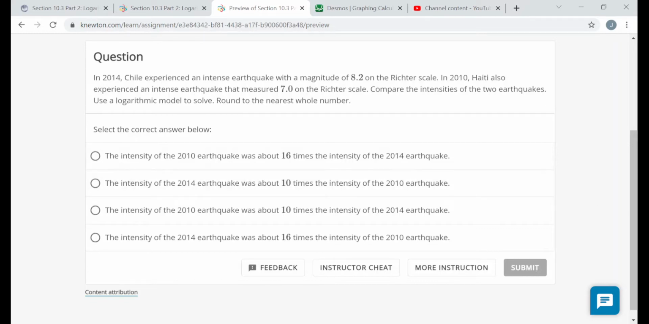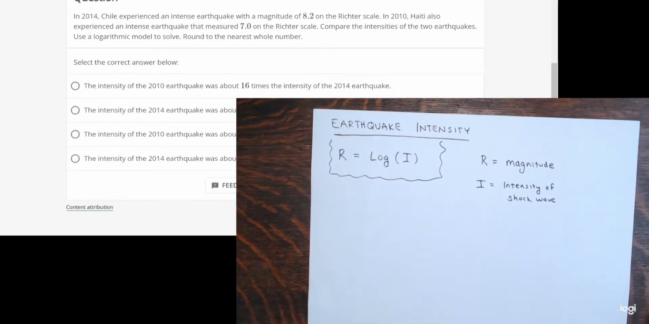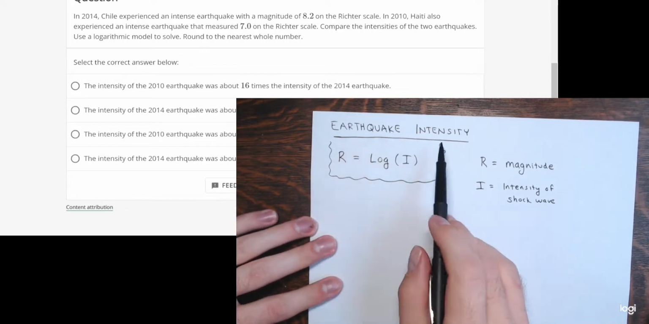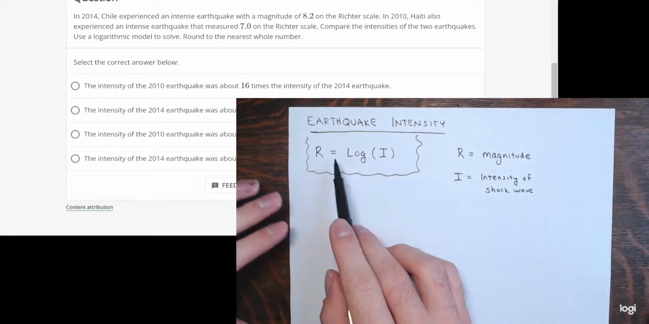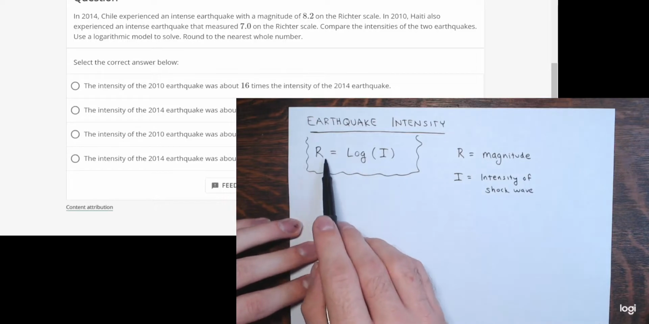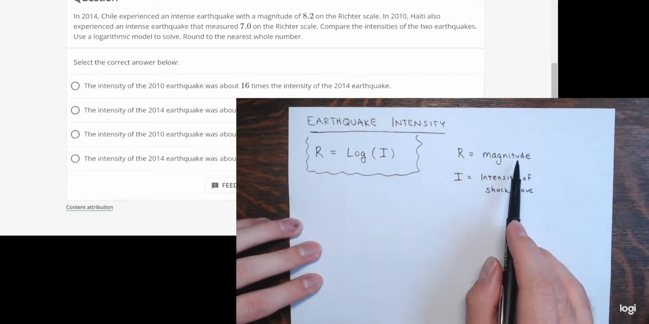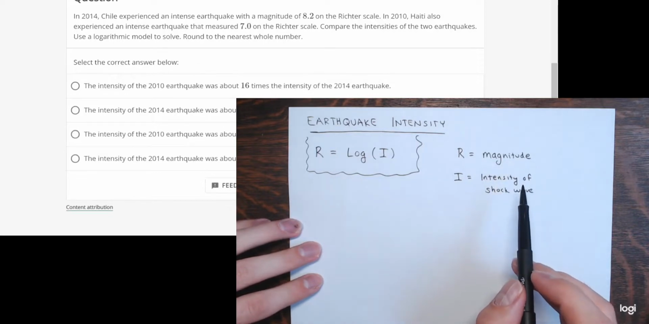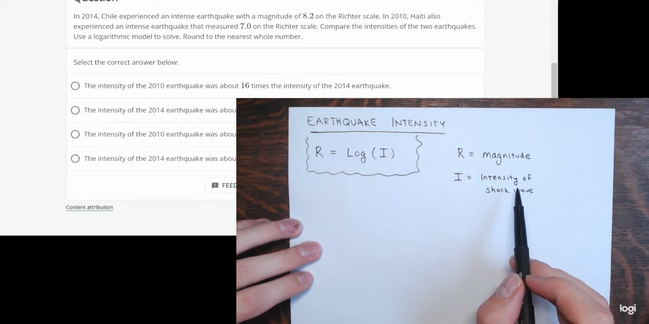Well, anyway, so let me bring the question up along with some paper. Now the model being used here is this one. Let me put that piece of paper up, about earthquake intensity. It's a simple model. Again, you don't have to memorize this. You can find it in your reading, in the more instruction. We have r equals log of I. And again, this is log base 10, the common logarithm, where r is the magnitude, the value on the Richter scale, and I is the intensity of the shock wave, the intensity of the earthquake.